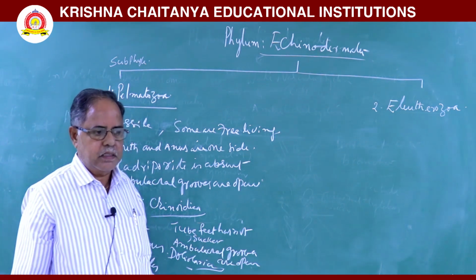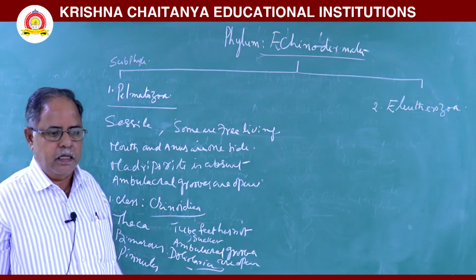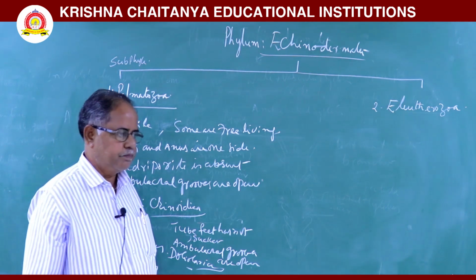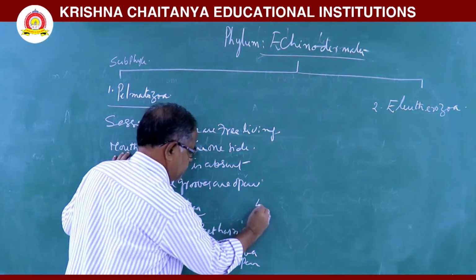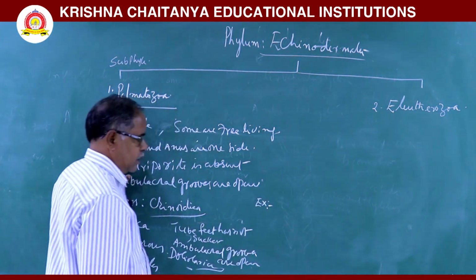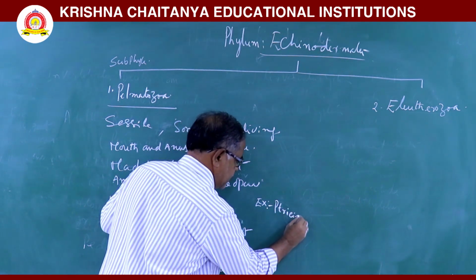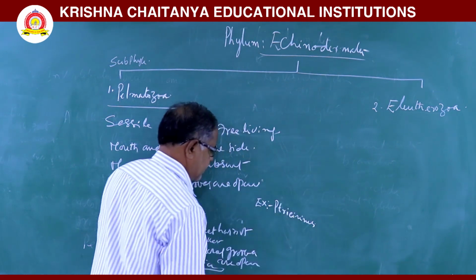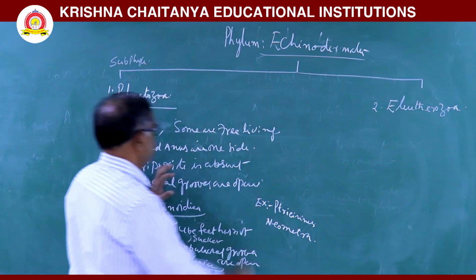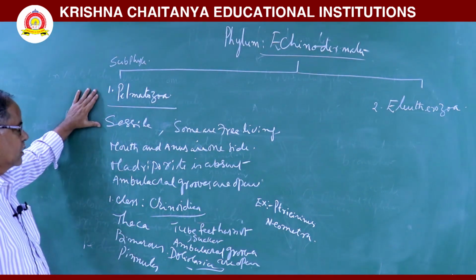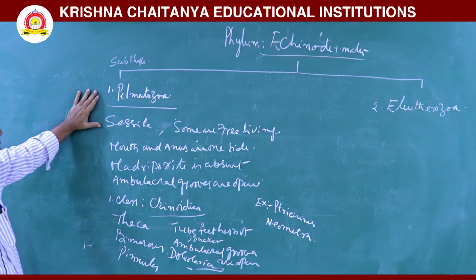Next, in feather star, this is modified as stalked pentacrinoid larva. Next, examples. For example, one is Pterocerinus. Next, Neometra. These are some characters of subphylum Pelmatozoa.